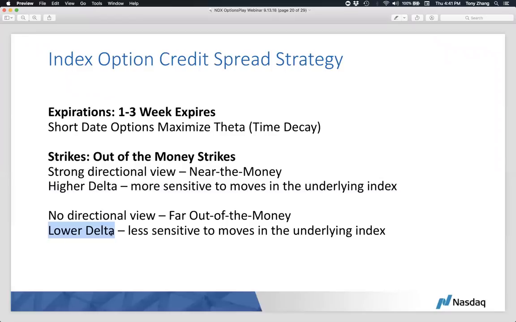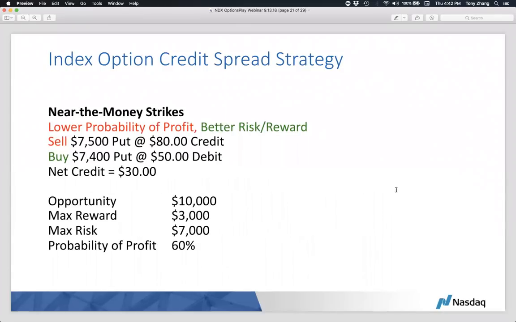So we'll go over some real examples, putting the two side by side, near the money strikes and far out of the money strikes, so that you can actually see the difference and how the underlying index affects these strategies. That gives you a framework for deciding what strikes you should choose when you're selling your credit spread. So I have two examples here, just for illustrative purposes, and we're going to go through OptionsPlay in a few minutes and show you guys these strategies.